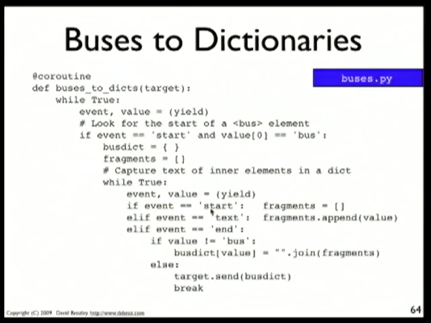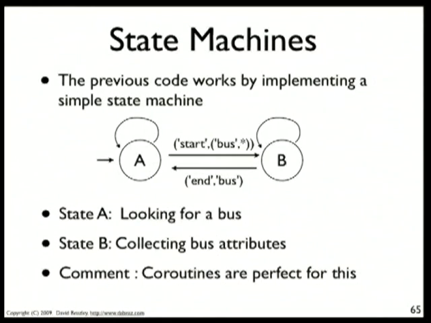This is actually an example of what somebody asked about earlier: could you have yield statements in 2 different spots in a coroutine? This is an example of that. Basically it's looking for a bus. If it finds one, it drops into a whole different set of code that's collecting data into a dictionary. If you look at what's happening here, this code is implementing a kind of state machine. It might look a little funny in how it is set up, but there's a state where you're looking for buses. If you get a bus, you go into another state where you're collecting attributes. And when you get to the end of a bus, you go back to the original state.